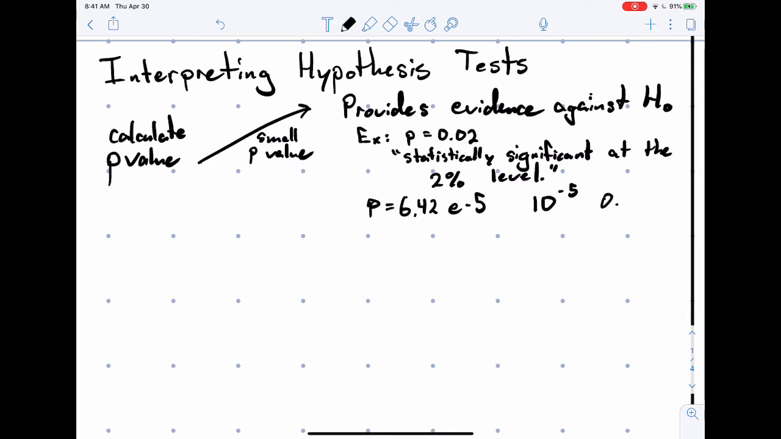So 0.00001. It's on that order of magnitude. So it's very small, in which case you have a lot of evidence against whatever your null hypothesis is.